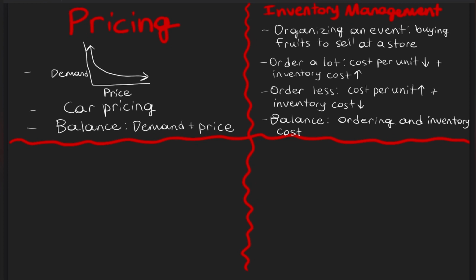If you order fewer fruits, then the cost per unit is going to increase because if you buy in bulk, it's typically cheaper. And if you buy less fruits, then the delivery fee is typically going to be higher. So if you order less fruits, the cost per unit is going to increase and the inventory cost is going to decrease because you have less fruits to keep from spoiling. In this scenario, we're trying to balance the ordering and inventory cost.